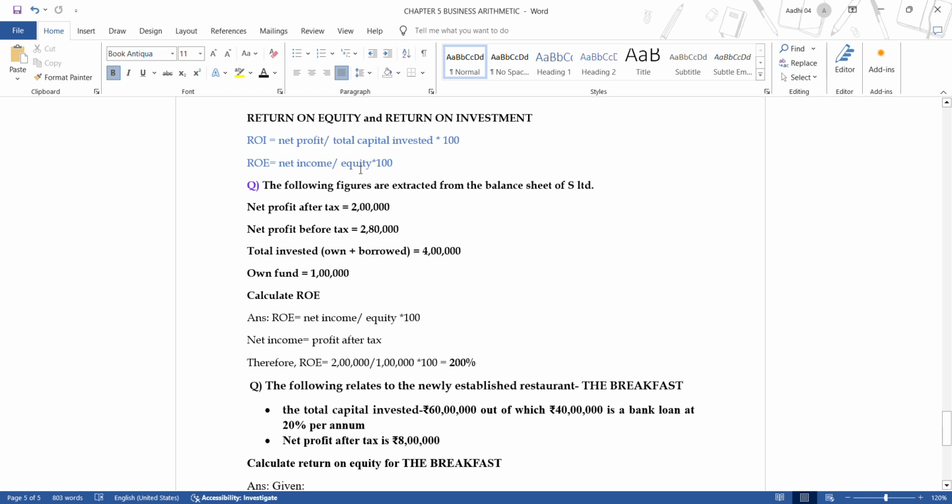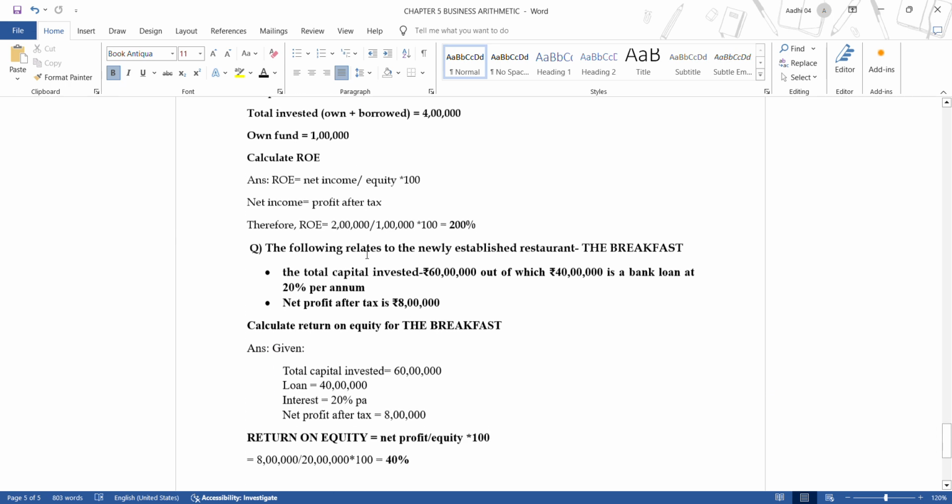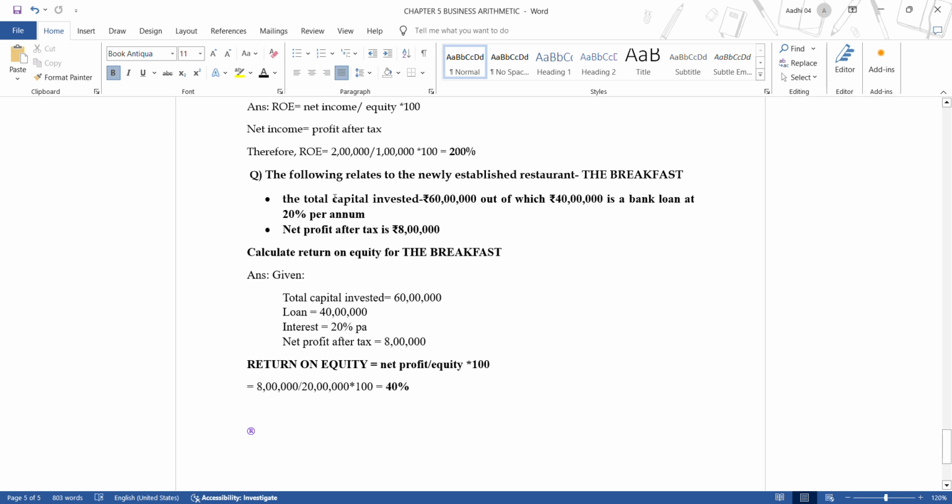Now the question here I already explained. I hope there is no doubt. Now moving on to the next question. The following relates to a newly established restaurant, The Breakfast. The total capital invested is rupees 60 lakh, out of which 40 lakh is a bank loan at 20% interest, and profit after tax is rupees 8 lakh. Calculate return on equity.